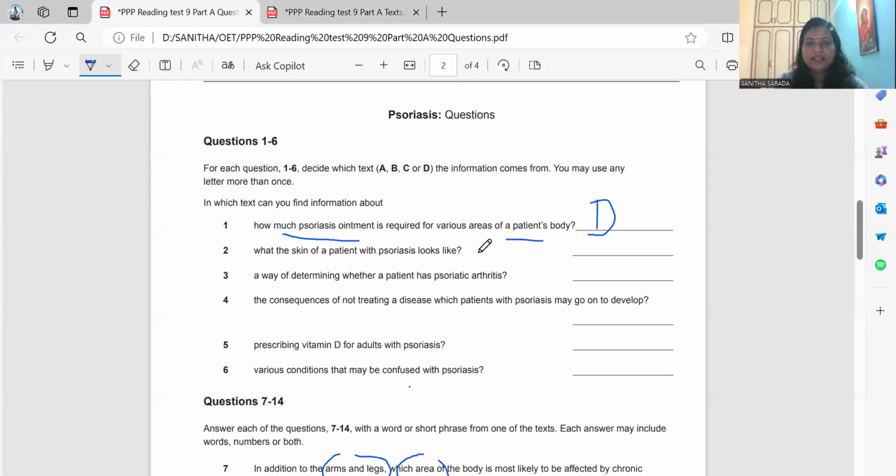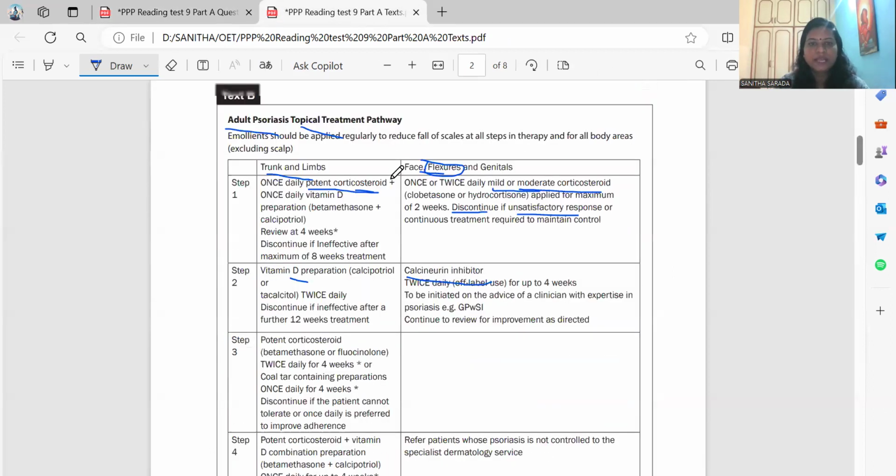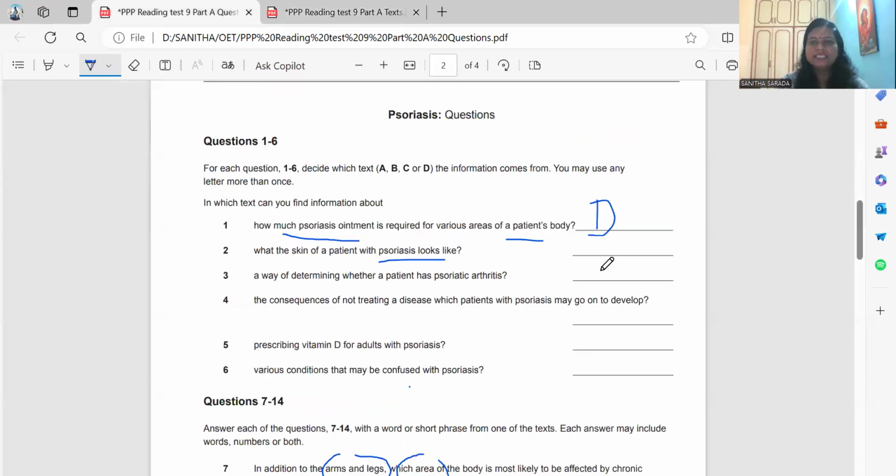Next, what the skin of a patient with psoriasis looks like. Definitely it is talking about psoriasis, all about psoriasis, so the answer will be in part A, how it looks. Diagnosis is usually straightforward. It is all about how psoriasis looks: silvery white scale, red plaque, everything is given. So the answer is part A.